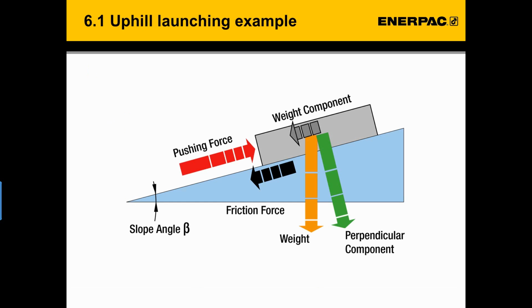Adding to the basic bridge design elements just mentioned, please have a look at this example of an uphill launch. We need to check the weight and the angle of slope, or beta, and the perpendicular component to calculate the friction force. With that, we can calculate the pushing force needed to launch or push the bridge element.